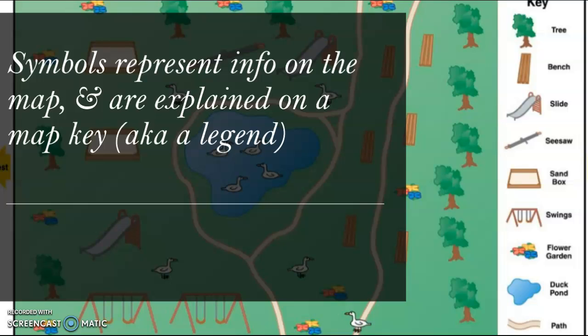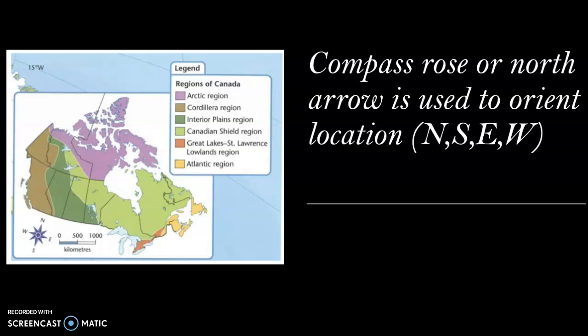So symbols are used by map makers to represent information on the map, and then that information, that symbol, is explained on a map key, which is also known as a legend. On this image, it's a very basic key, probably for like 3-year-olds, but you've got these flowers on the map, and that represents a flower garden. You've got water on the map, that represents a duck pond. Again, write the notes on the right-hand side of your notes.